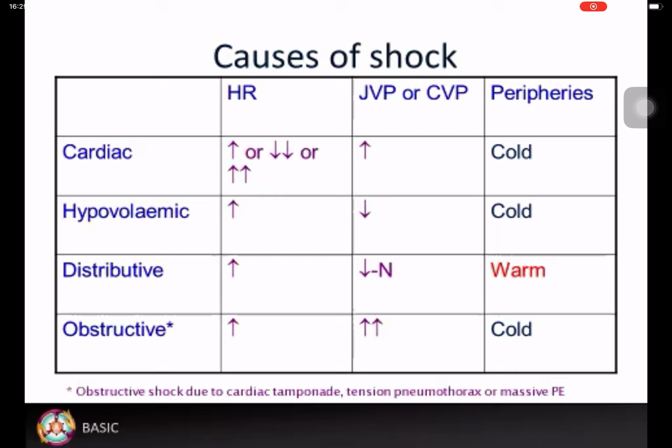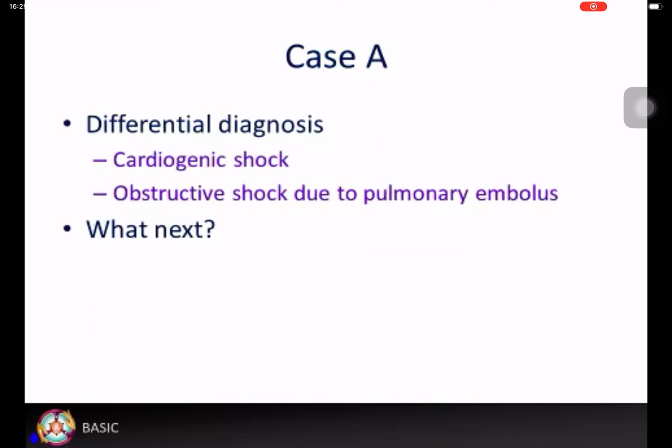Obstructive shock is more complicated, with the signs being dependent on the cause of the obstruction. However, in obstructive shock due to the most common causes, tension pneumothorax, massive pulmonary embolism, or cardiac tamponade, the venous pressure is usually markedly raised and there is compensatory tachycardia and vasoconstriction. The most likely diagnosis in this case is cardiogenic shock, but the physical signs and history make obstructive shock due to pulmonary embolus a distinct possibility. What should we do next?